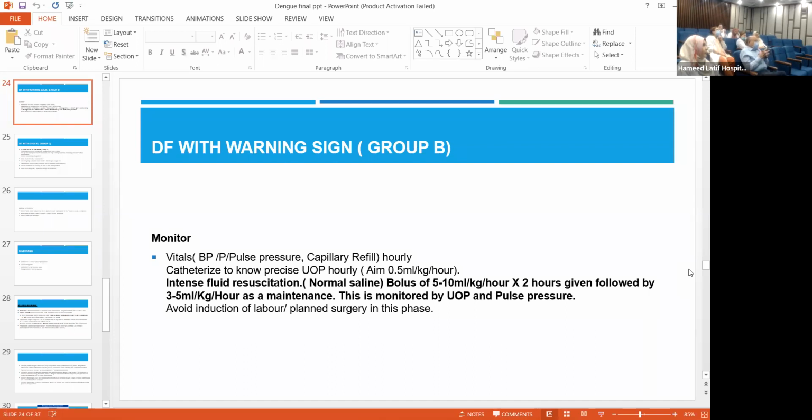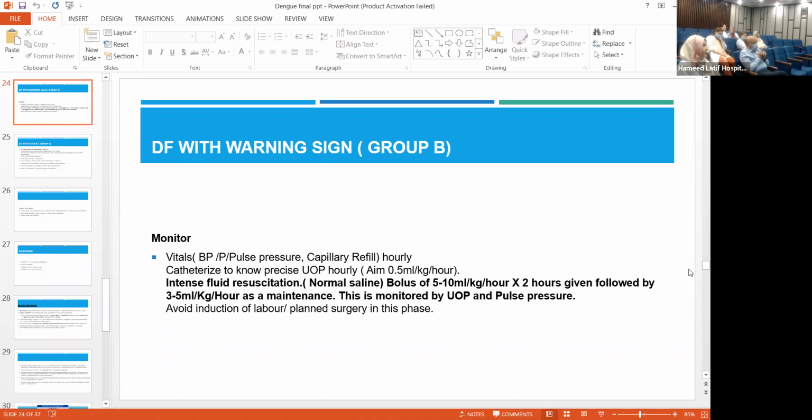And since there is fluid shift, the hematocrit would rise. So those are the features upon which one would monitor the progress of the disease in the patient.